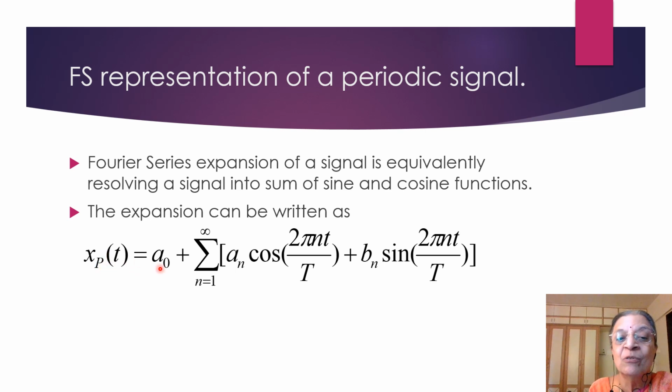So x_p(t) is equal to a0, which is a constant because the signal will have some DC component also. Then it will have the fundamental and a number of harmonics. As n varies, n equal to 1 means it is the fundamental, n equal to 2, 3, 4 means the second harmonic, third harmonic and so on. And the corresponding coefficients with which we represent the harmonics will be called Fourier series coefficients. Now how to find out this an, bn and a0? Let us see.